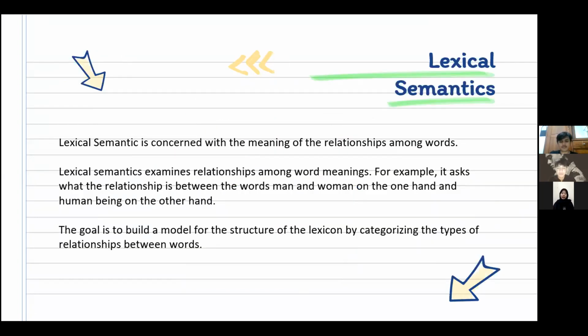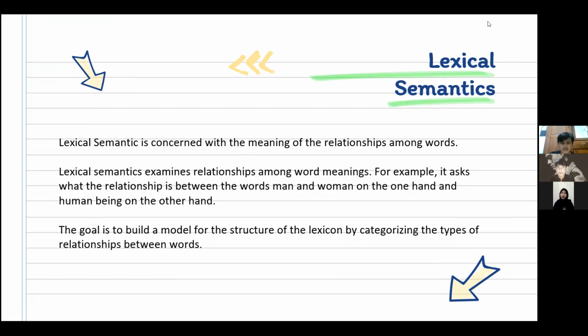Okay, so lexical semantic. Lexical is something relating to the words or vocabulary of a language, or something that relates to a dictionary. And semantics, as we learned before, is the study of meaning, reference, and truth. So lexical semantics is concerned with the meaning of the relationship among words. Lexical semantics examines the relationship among word meanings.